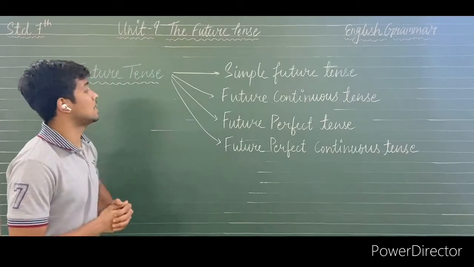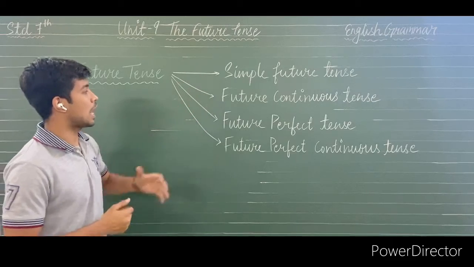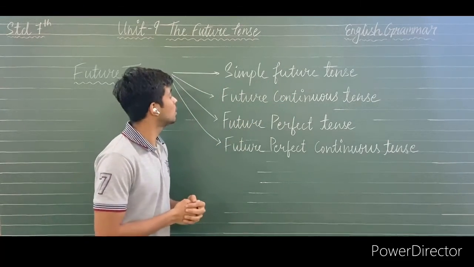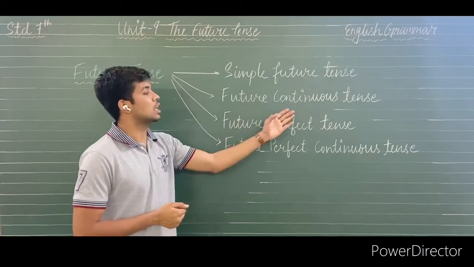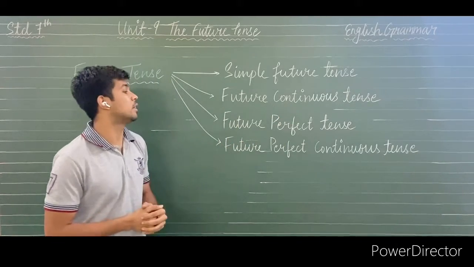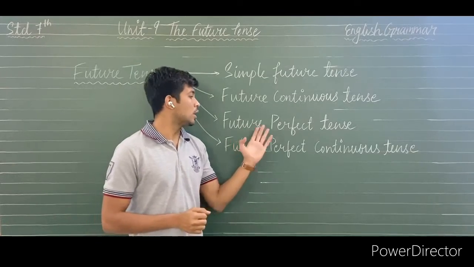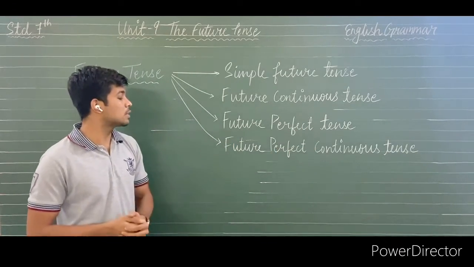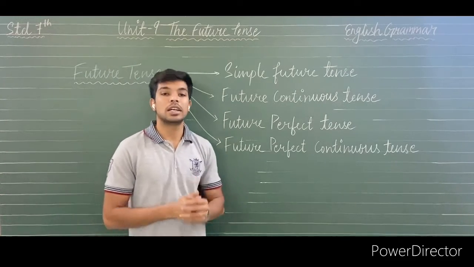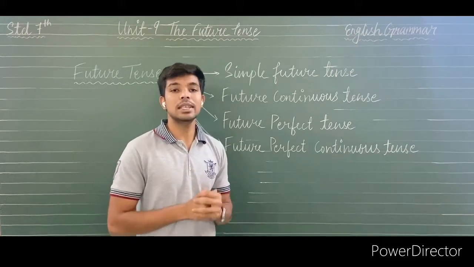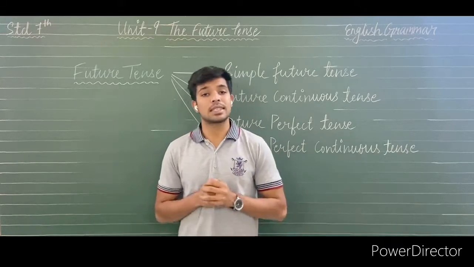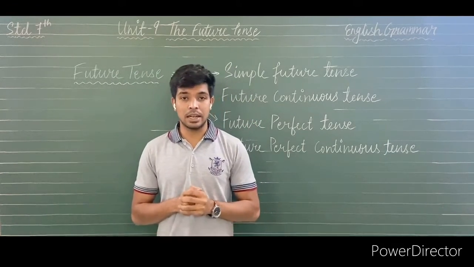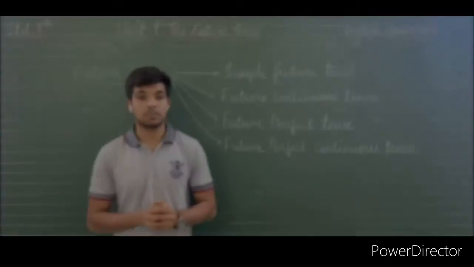Future tense is divided into four different types, that is simple future tense, then future continuous tense, and the third one future perfect tense, and the fourth and last one is future perfect continuous tense. So in this class we are going to discuss all these four different tenses and understand them particularly.